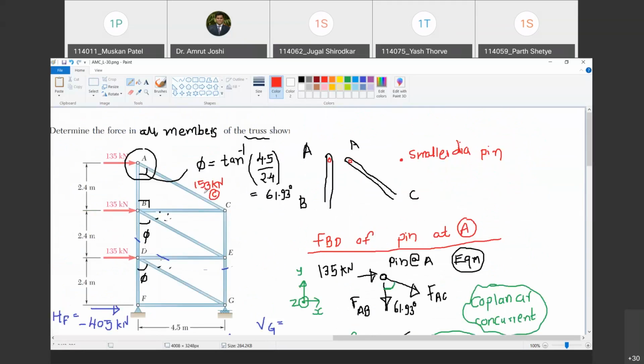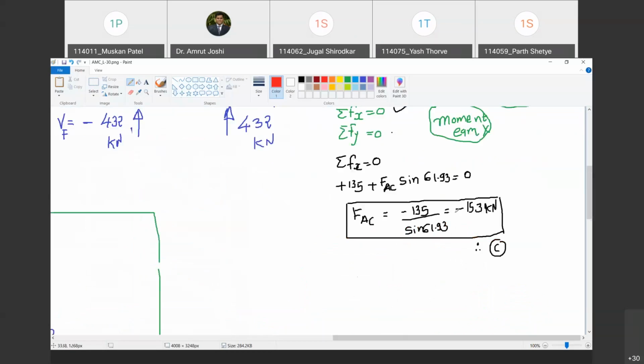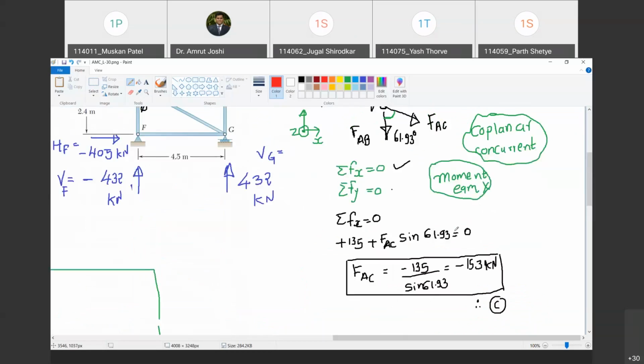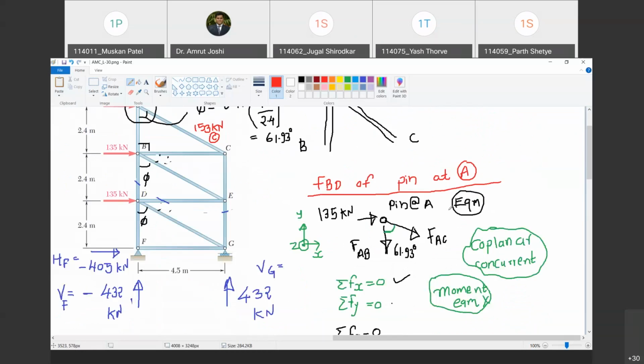Do you agree with me? Yes, sir. Now, mind you, I am nowhere going to deviate from the statement that I am going to assume that forces in all the members are tensile. We are still going to draw it tensile, but we will assign negative sign to its magnitude. Are you with me? So I'm not going to change the free body diagram. ये free body diagram अभी change नहीं करना है, लेकिन FAC की value minus 153 substitute करनी है. Are you with me? Yes, sir.